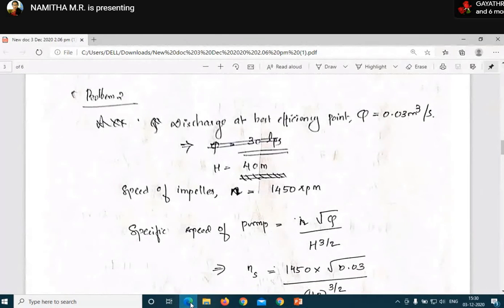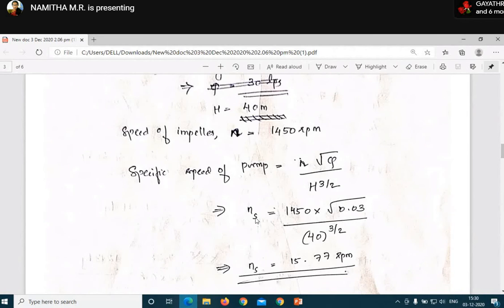So this is our second question. Discharge at the best efficiency point. In this type of question, the term best efficiency point will be given because specific speed is calculated at the best efficiency. Maximum specific speed will be there for the best efficiency point. So discharge at best efficiency point Q is equal to 0.03 meter cube per second, and total head is 40. Speed of the impeller is 1450 rpm. So Q, H and N are given. You can directly substitute the values in the equation and get the answer.